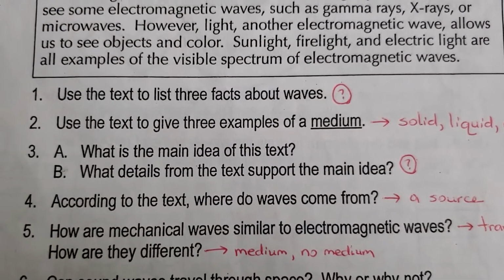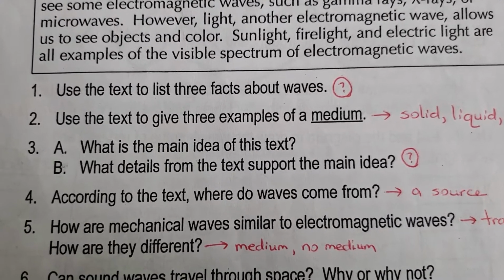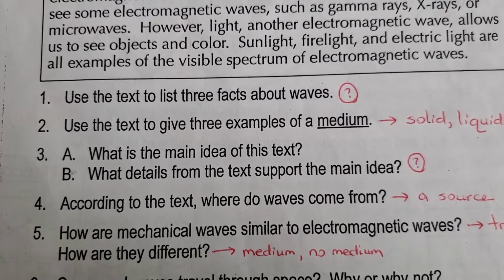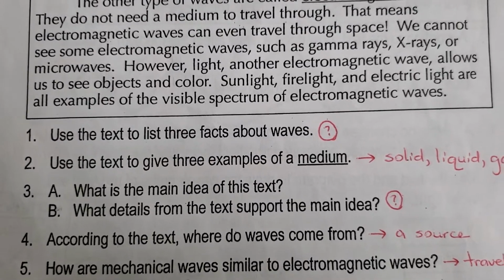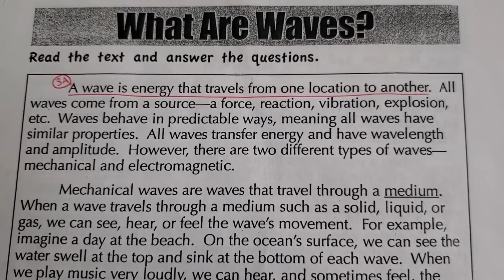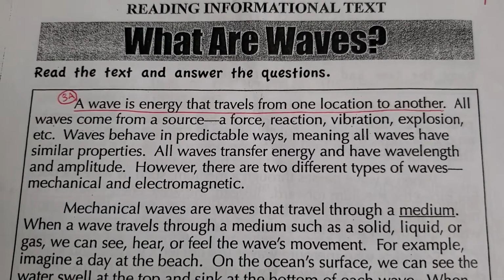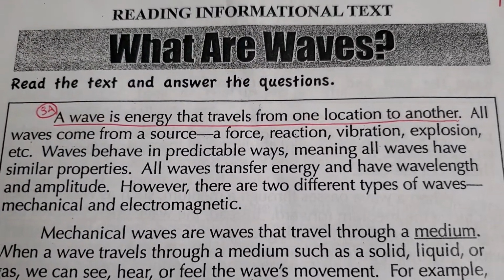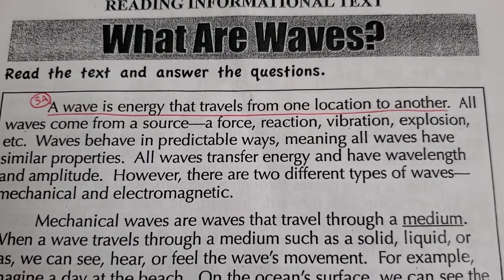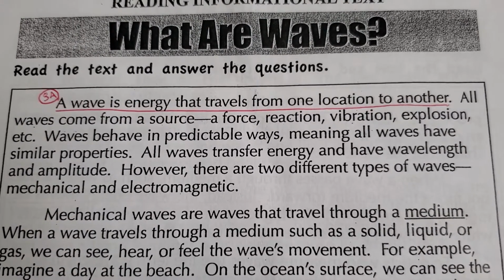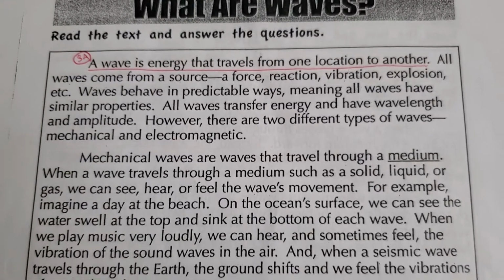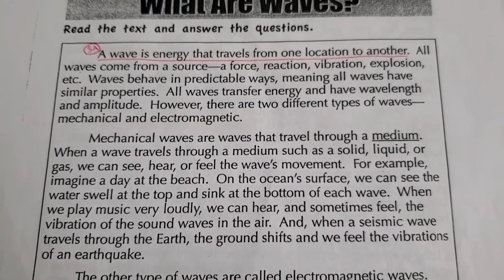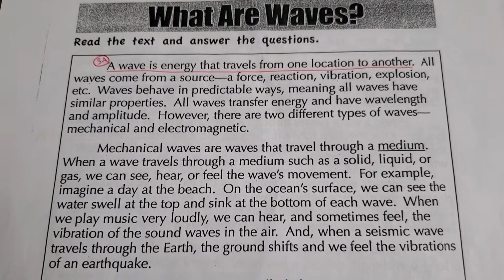Number 3, what is the main idea of this text? It says in 3a. Well, not every time is the main idea the topic sentence, but that is always an excellent place to start because a lot of times they are the same thing. Take a look. I underlined it as soon as I read it the first time. This is our main idea. Look at the question. What are waves? Well, our topic sentence right here answers. A wave is energy that travels from one location to another. That's the main idea. All the rest of this is just some really great information about waves and the different kinds, but the main idea is what is a wave? So 3a has got to be that first sentence.